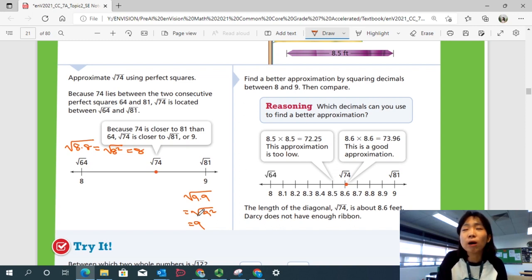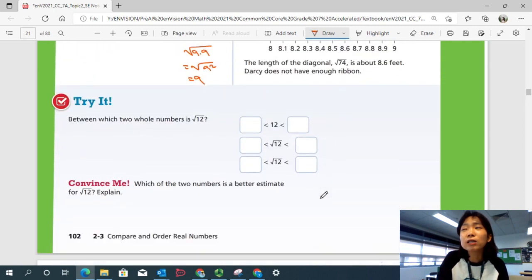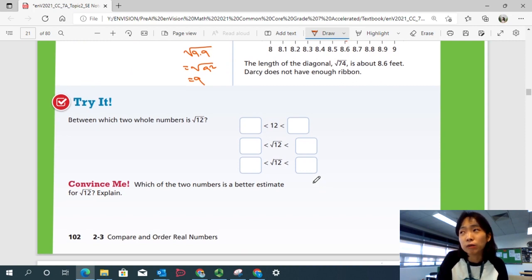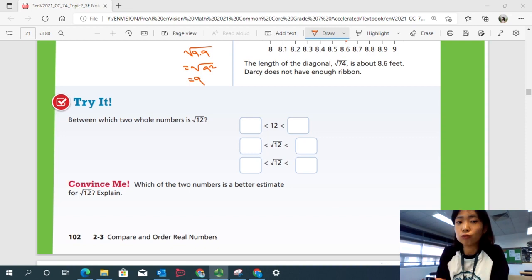So in this type of problem, you won't be able to use your calculator to figure out what exactly your square root is. You need to be able to figure out the number and approximate your square roots on your own. So let's try this question. Between which two whole numbers is square root 12? Fill in these blanks to compare between which numbers it will be. Come back when you're ready for answers. Try to get as approximate as you can.